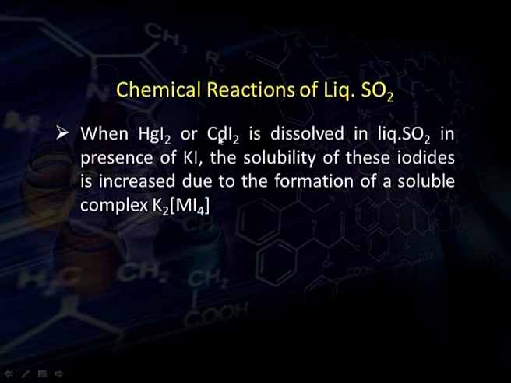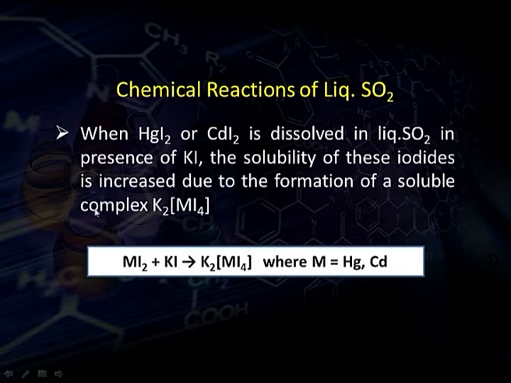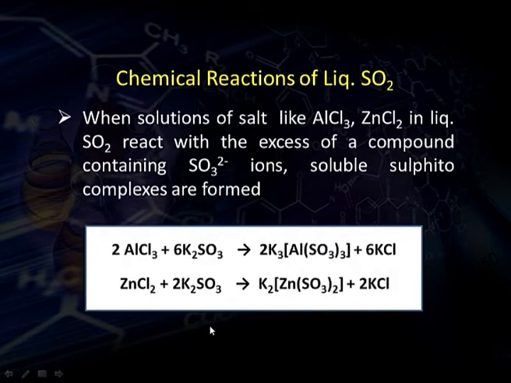When HgI2 or cadmium iodide is dissolved in liquid SO2 in presence of KI, the solubility of these iodides is increased due to the formation of a soluble complex K2MI4. So, here we have MI2, which is a metal iodide. The metal can be mercury or cadmium. If we add KI, the solubility of this metal iodide increases and it forms a complex K2MI4. So, due to the formation of this particular complex, the solubility increases.